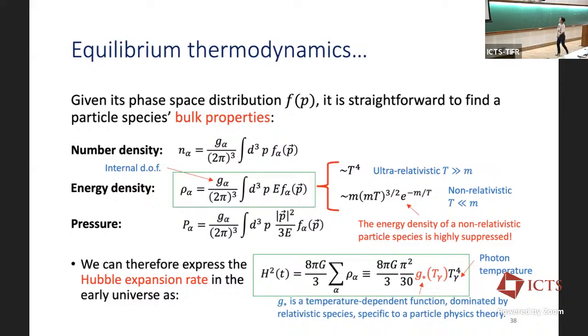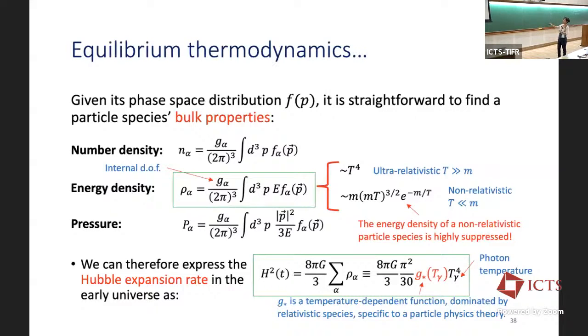Okay, so now I look at this energy density. In general, there's no closed form for this integral. But I can go to the 2 limits. The ultra-relativistic limit, where T is much larger than the particle mass, in that case rho would evaluate to be proportional to T to the power 4. You can also look at the non-relativistic limit, where the temperature of the particle species is much less than its rest mass. There, you'll find an expression like this. Don't worry about the prefactors. The main thing is that this energy density goes like exponential of minus m divided by T, where, as I remind you again, m divided by T is a large number.